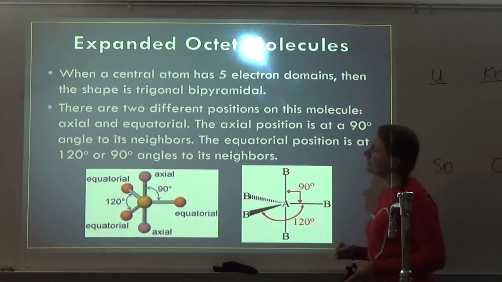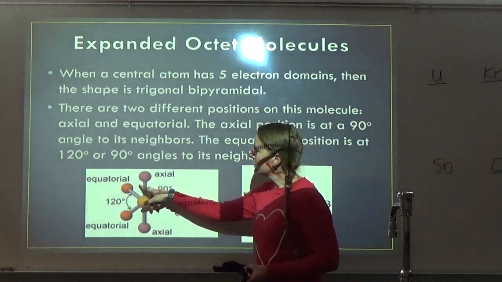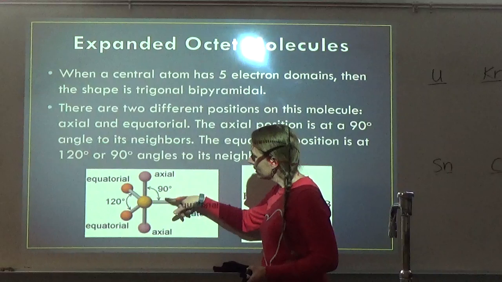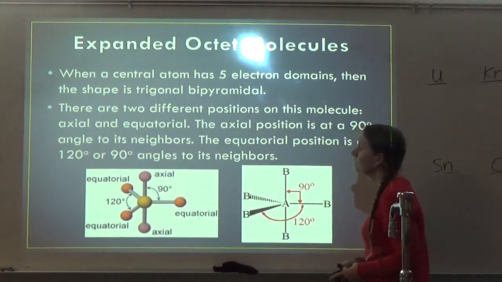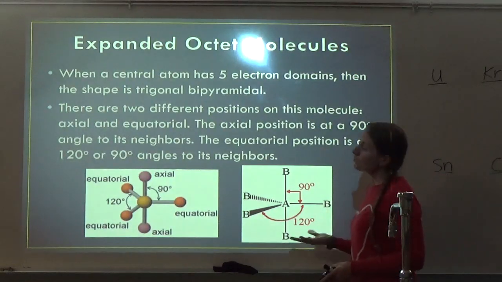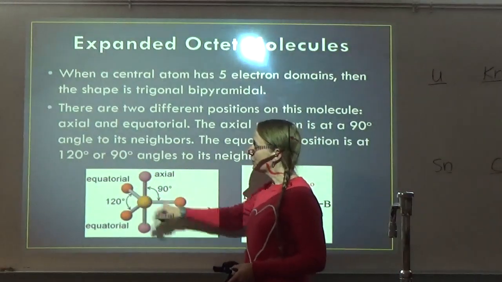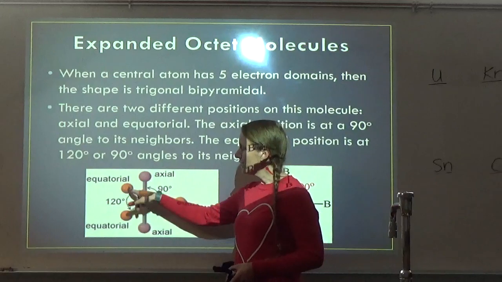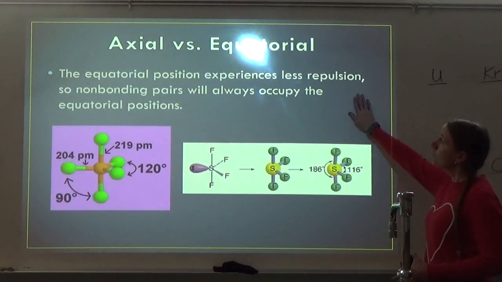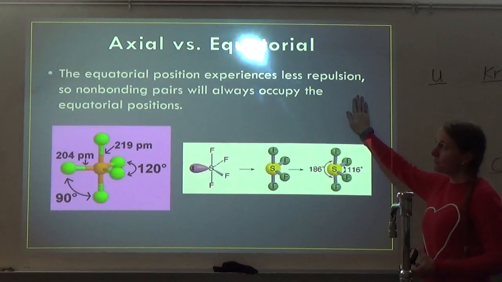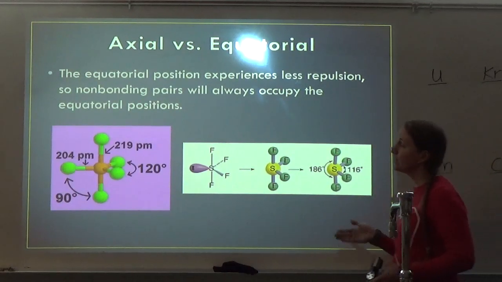The axial position is at a 90-degree angle from its neighbors, and then the equatorial are at 120 with each other and 90 with the axial. So because of that, if you're going to add a lone pair to a trigonal bipyramidal, you will only add lone pairs to the equatorial positions, never the axial. The equatorial position experiences less repulsion, so non-bonding pairs will always occupy equatorial.